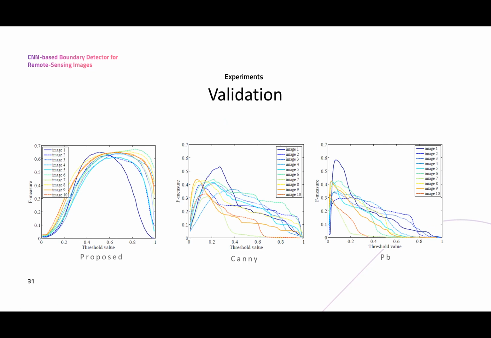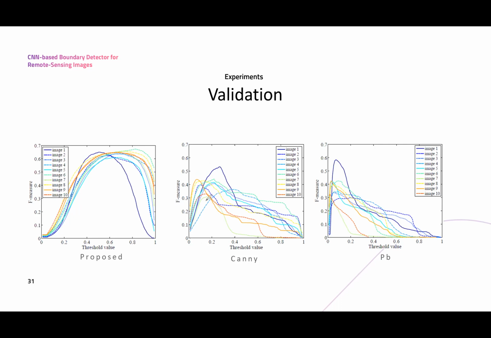The Canny, and the other one, PB, is a more recent one. As you can see, what we did is set the threshold to different values until we maximize the F measure for all the edge detectors or boundary detectors. So we vary the threshold value from 0 to 1, and we see where the maximum F measure is. We did the same for all to allow fair comparison.